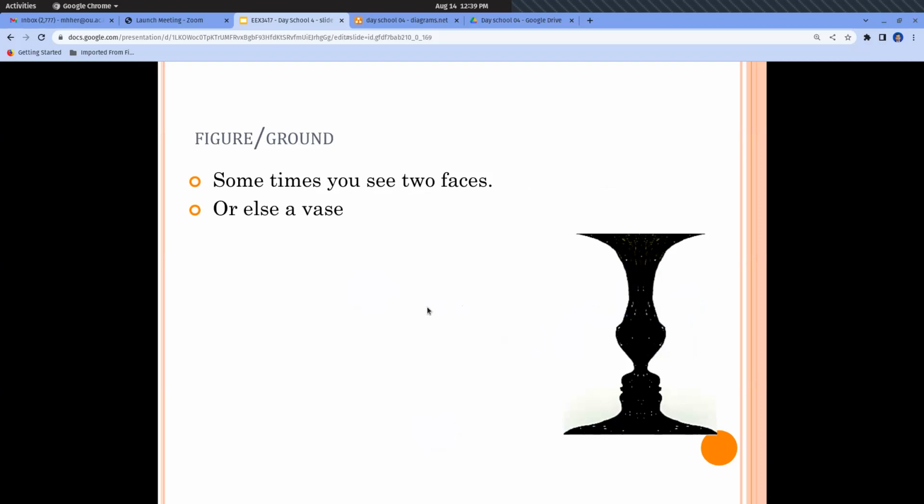Foreground and background. Sometimes you can see two faces, or else you can see a vase. These are all illusions, not actually happening. You can see it in different ways. When you design a graphical user interface, you have to consider those illusions also.